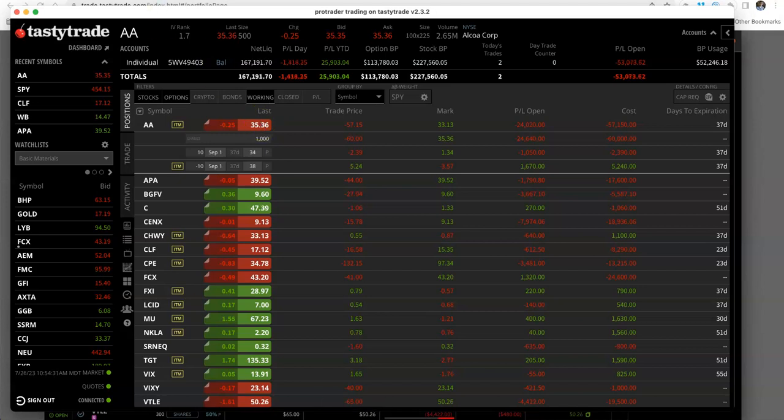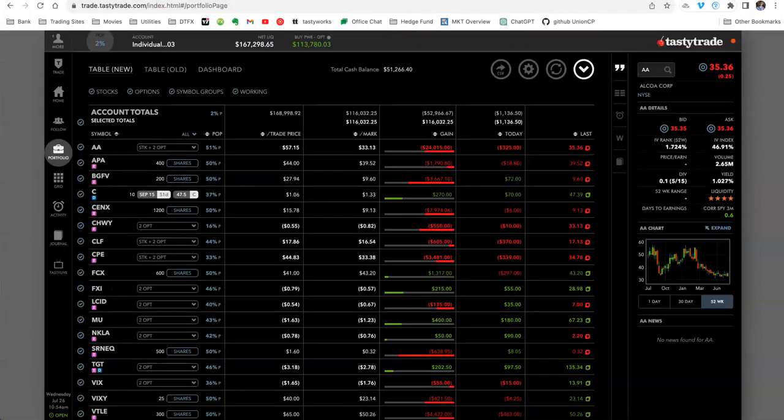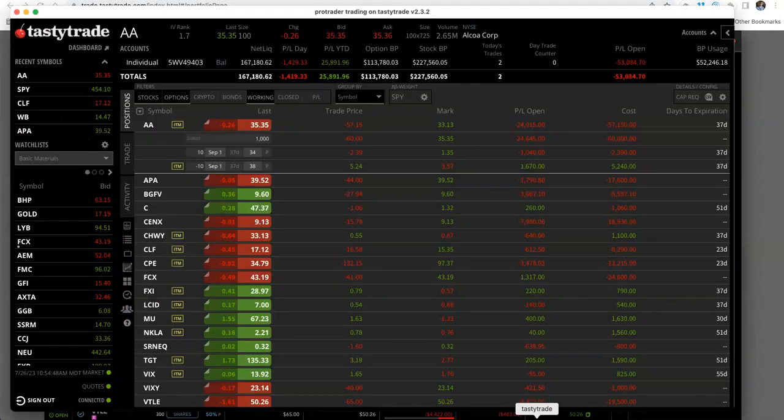So when we compare that over here, there's my trade price, there's my mark price, there's my gain. Again, today, don't really care, and last price. Our last, which is what the stock or option is currently trading at, really similar to our cost, right? So that's about as close as I think we can get.